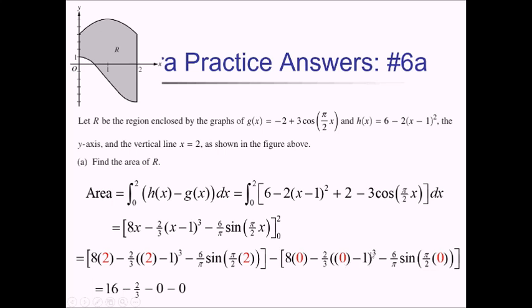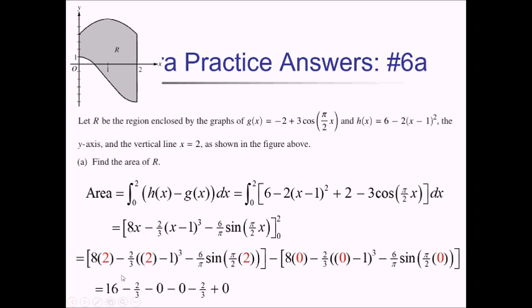Cubed is negative 1 times negative 2/3 is positive 2/3. But wait, we're negating everything in here, so it's negative 2/3 again. Good times. And then over here, this is again sine. This is going to be sine of 0 this time, which is just 0. So that works out nicely. So we've got a whole bunch of zeros.